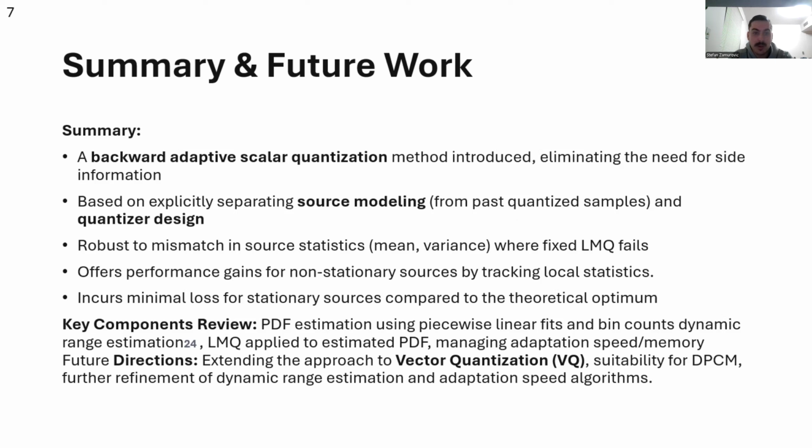This approach is robust to mismatch in source statistics, such as changes in mean or variance, where fixed LMQ performance degrades significantly. It offers performance advantages for non-stationary sources by tracking local statistics better than fixed quantizers, while introducing a small loss for purely stationary sources compared to the theoretical optimum. This loss is shown to be minimal in typical cases. Key technical elements include using piecewise linear PDF approximations based on bin counts, managing issues like the zero frequency problem, and estimating the dynamic range.